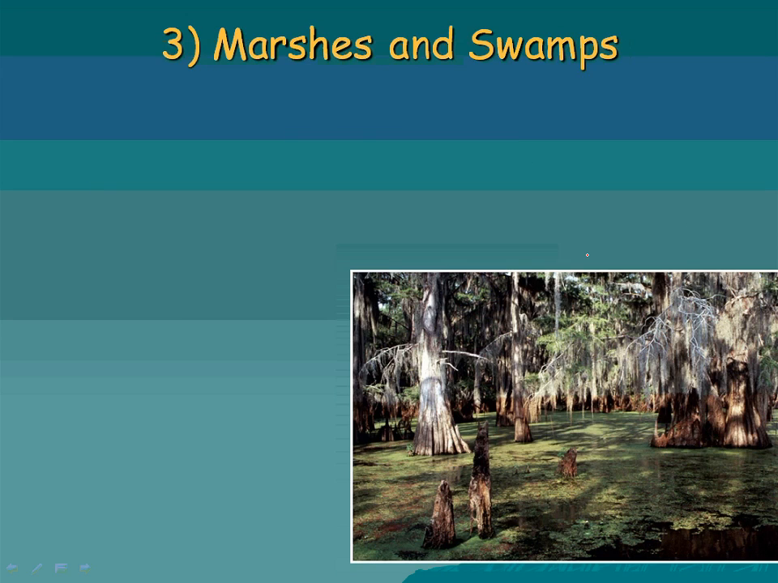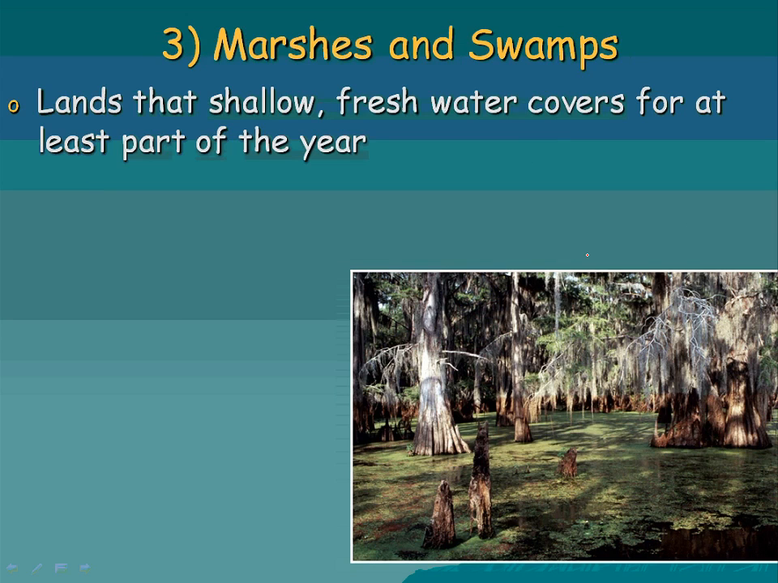Alright, and lastly, marshes and swamps. These are areas that are shallow, and fresh water covers the land and the plants here for part of the year. Marshes and swamps, what's the difference? Well, they both obviously have this characteristic. Swamps have trees, marshes don't. That's the main characteristic. And both of them are kind of shallow areas.